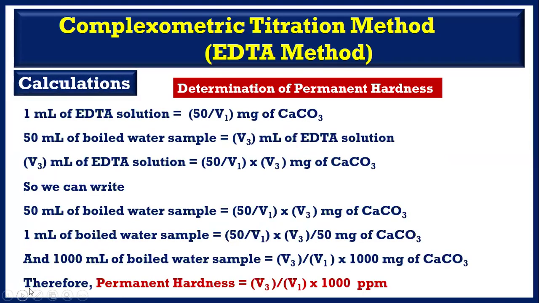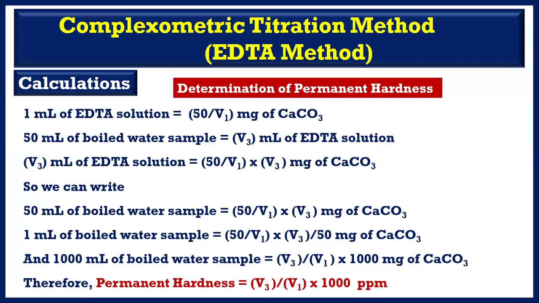Determination of permanent hardness. For permanent hardness, we titrated the boiled water sample with the EDTA solution and the reading comes out to be V3 ml. So 50 ml boiled water sample is equal to V3 ml of EDTA solution. Since 1 ml of EDTA is equal to 50 by V1 milligram, this is 50 by V1 into V3 milligram of calcium carbonate. For 1 ml of boiled water sample, 50 and 50 cancel out. And 1000 ml of boiled water sample is equal to V3 by V1 into 1000 milligram of calcium carbonate.